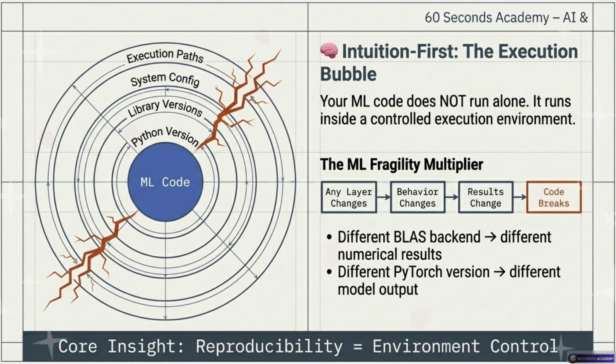Beginners tend to conceptualize their Python script as this independent, standalone entity. Like the script is the entire universe. Exactly. But your machine learning code does not run in a vacuum. It runs inside a highly specific, highly controlled execution environment. Okay, so if I am picturing that environment, I'm guessing it's not just the Python language itself, right? It has to be an entire ecosystem. Oh, absolutely. You have the exact version of Python, the specific versions of every single library your code touches, the underlying system configurations of your operating system. Yes, and even the hidden execution paths your computer uses to locate those tools. Right, so if any single one of those variables shifts, the behavior of your code shifts.